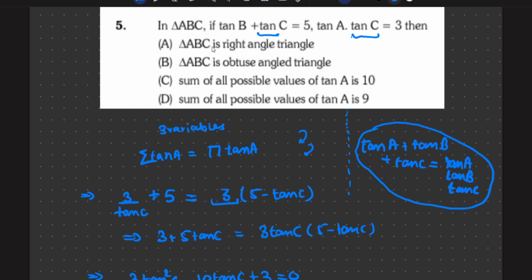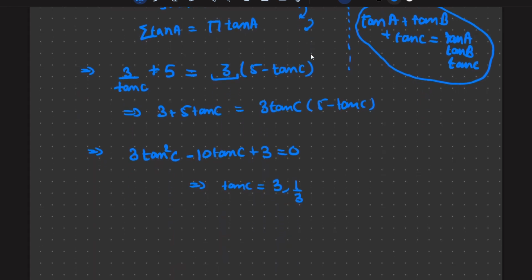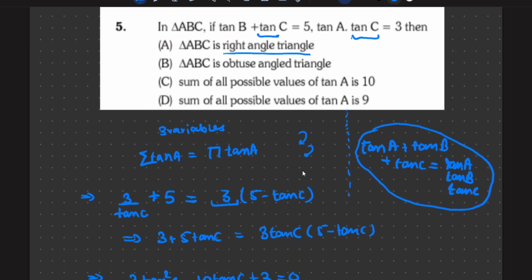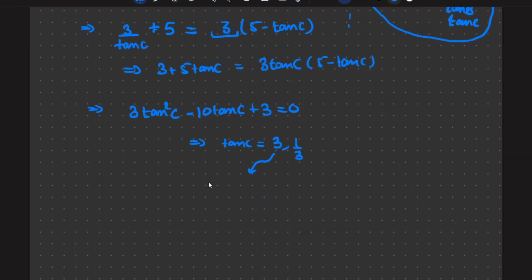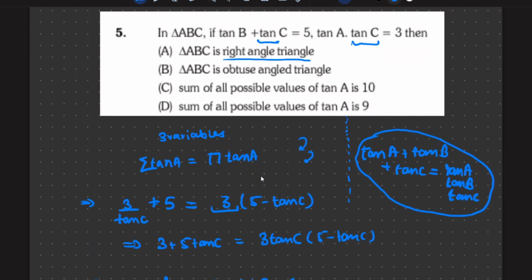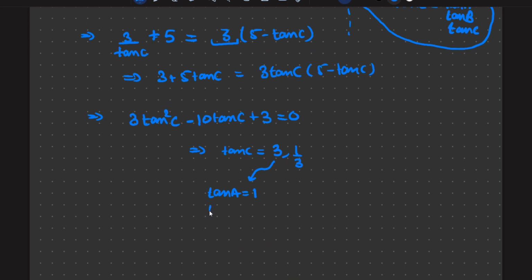Okay, so let us check the options now. The first option says that ABC is a right angle triangle. Okay, we need to check that now, right? So if tan C is equal to 3, then what would be the value of tan A? It will come out to be 1, right? Tan A would be 1, and from the information given in the question, the value of tan B would be 2, right? As tan C plus tan B is equal to 5.